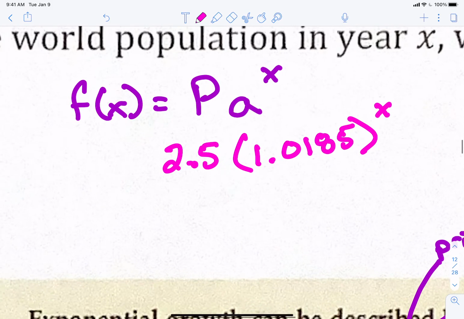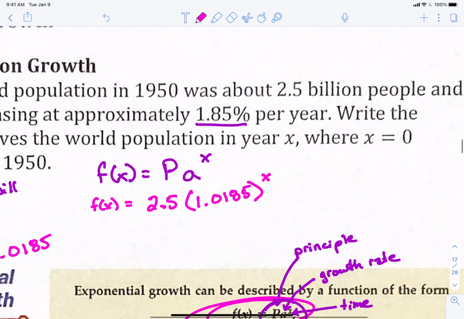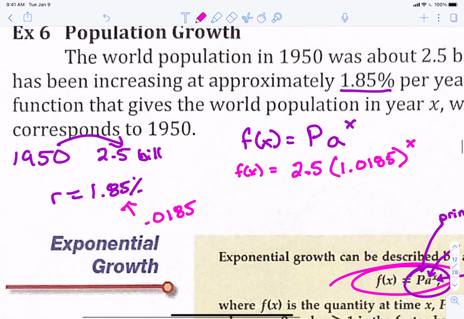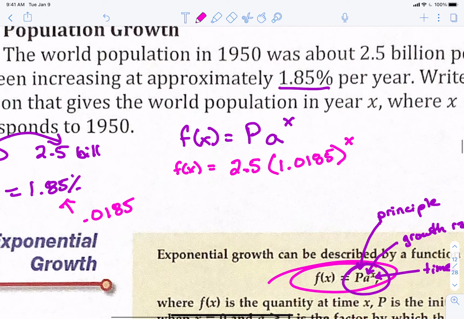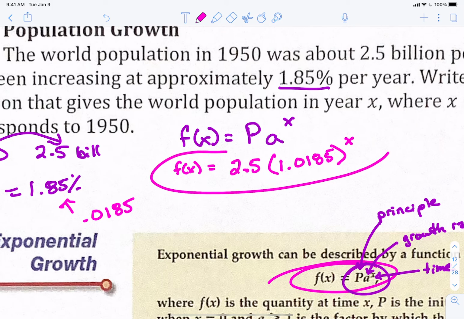And that's what f of x is. Or if you want to call it A, you can call it A. Is that what we were trying to do? Yes: write the function that gives the world population in year x, where x equals 0 corresponds to 1950. This is my formula.